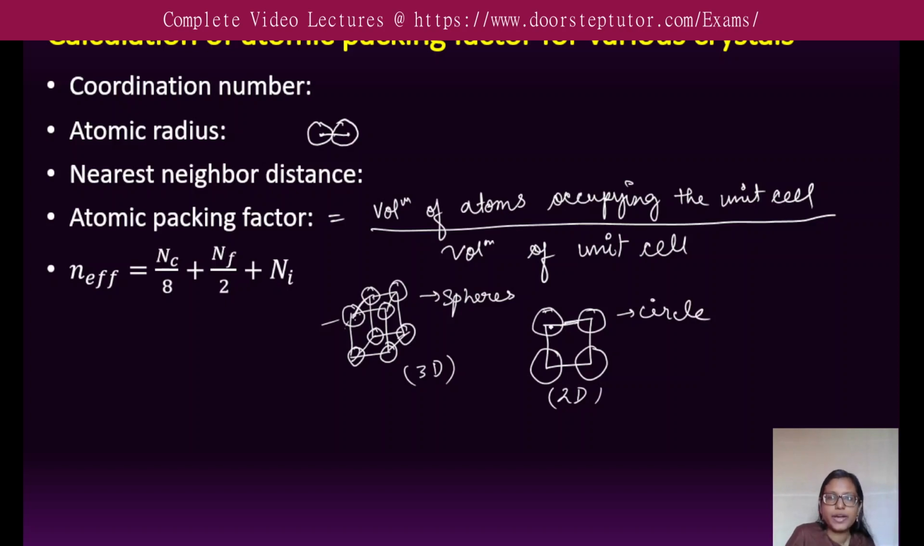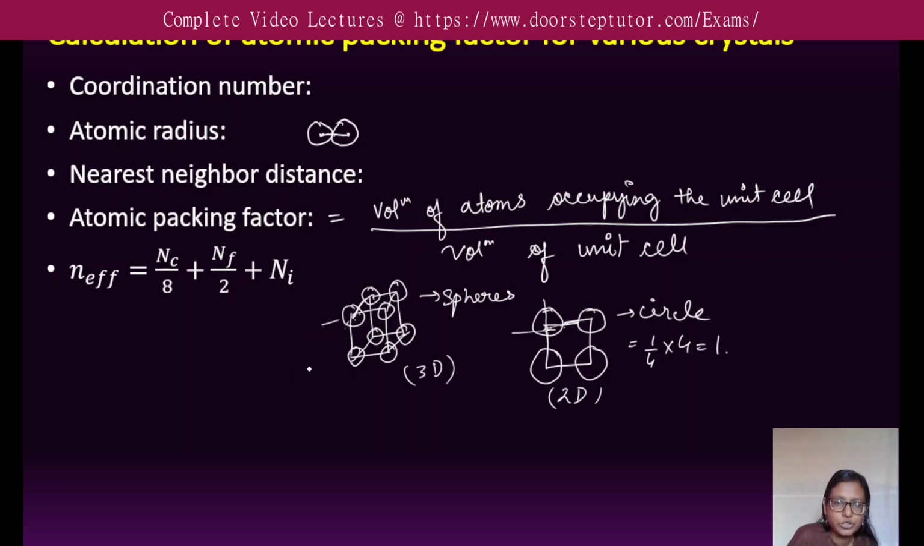So one square cannot completely cover the complete atom. So 4 such squares will be required to cover the atom completely. So what happens is that the contribution of one atom to one unit cell is equal to 1/4, right? And we have 4 atoms, so here the effective number of atoms is 1.